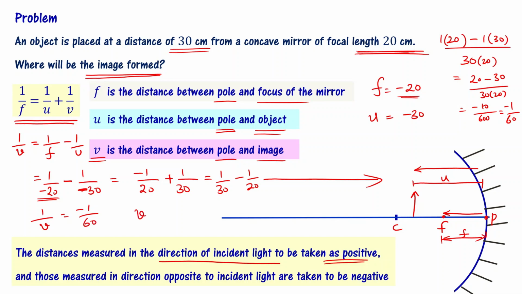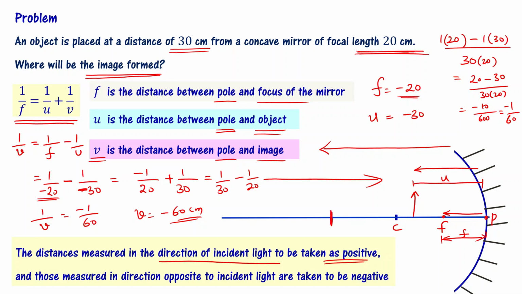So 1/V is going to be -1/60. Means V is -60 centimeters. Okay, V is -60, meaning what? The image is going to form in the direction opposite to the incident ray. That is, the image will be at 60 centimeters in that direction. So the image is going to form somewhere at this location.